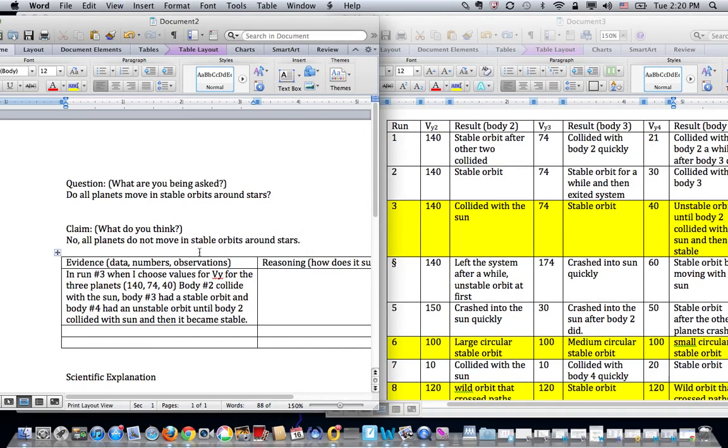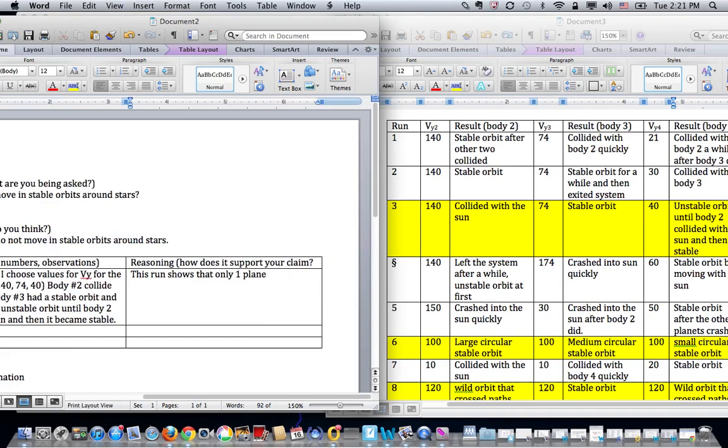Do I talk about why that supports my claim? I mean, it's pretty obvious that all the bodies in this run were not stable. Okay, but I need to put that over here when I talk about my reasoning. This run shows that only one planet had a stable orbit for these values or numbers.